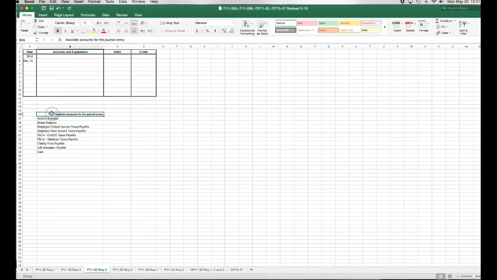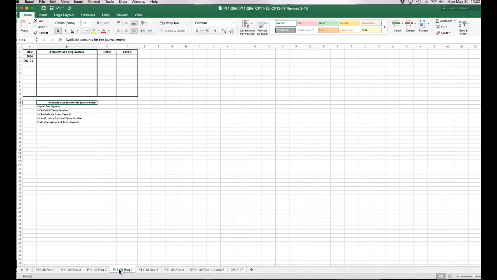And here's your available accounts for that journal entry. Now remember, expenses are always debits. They're always debits. That's a normal balance. And your payables are liabilities, and those are always credits. And then the cash is the remaining amount that gets paid out to the employee.